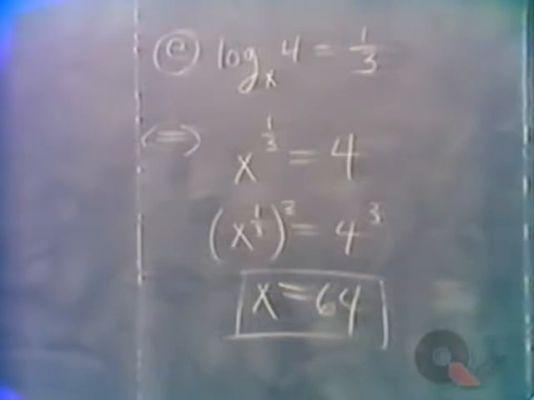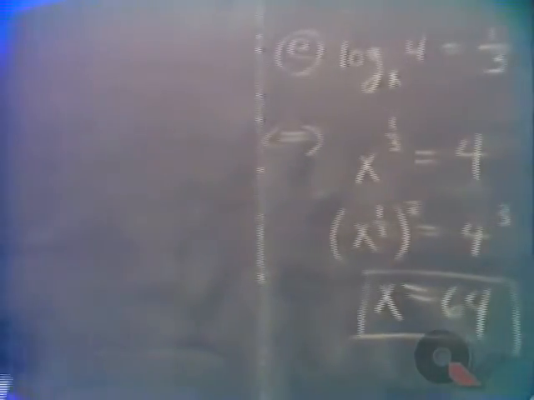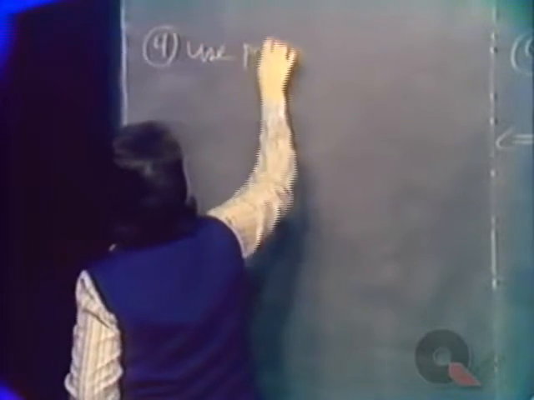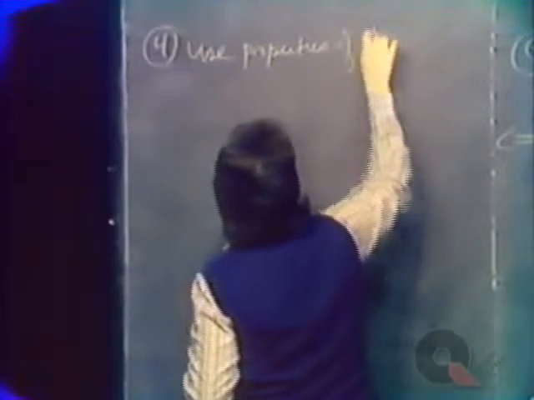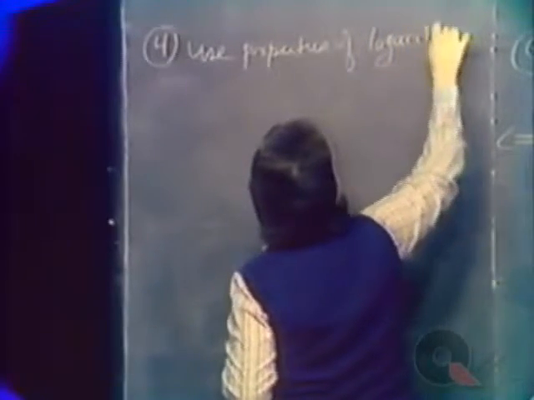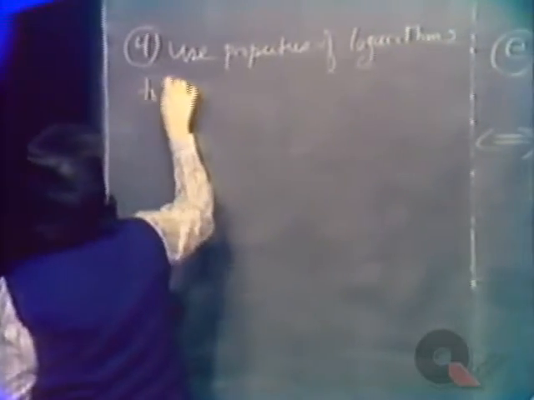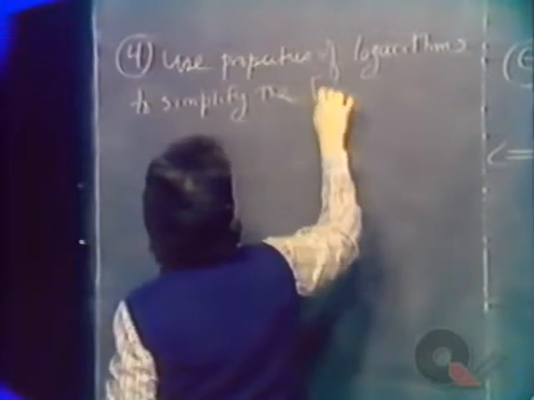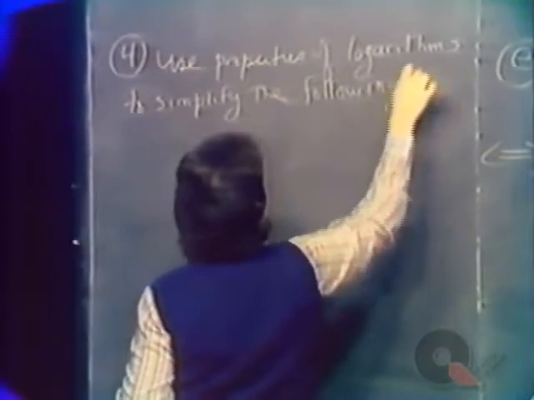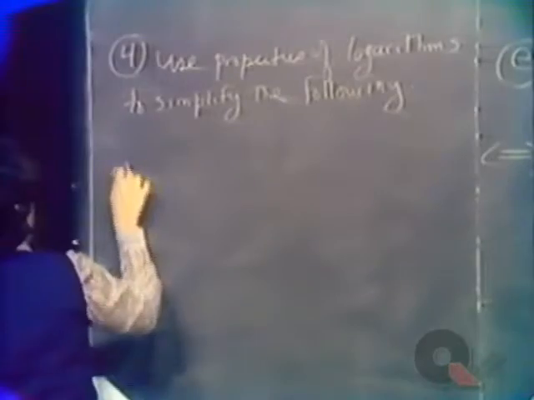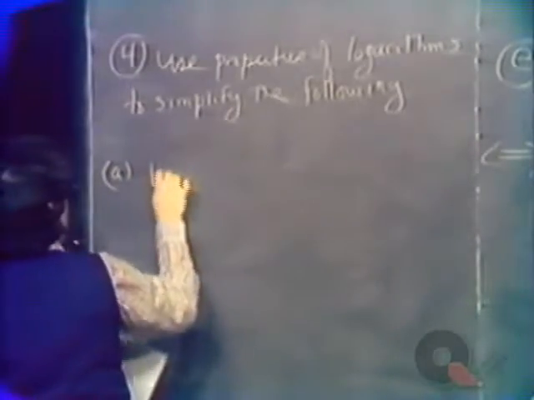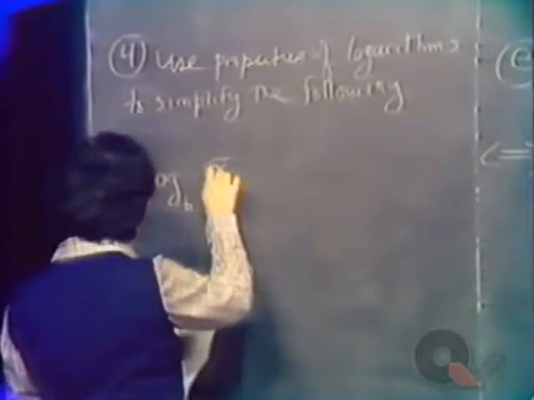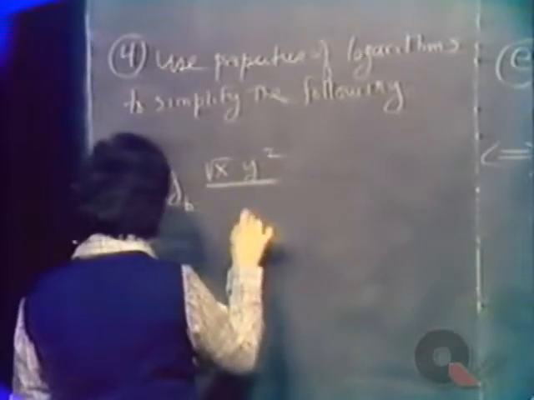All right, in the next example, number 4, I want to use properties of logs to simplify the following expressions. And in part A, we have the log to the base b of the square root of x times y squared over z.